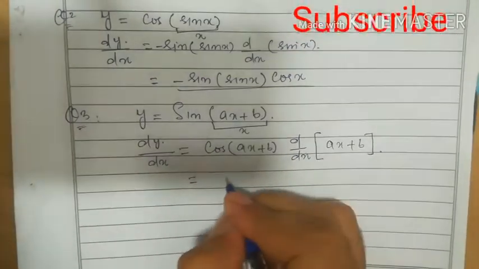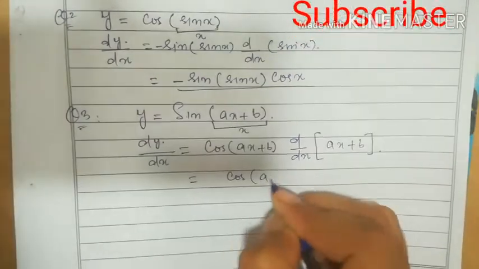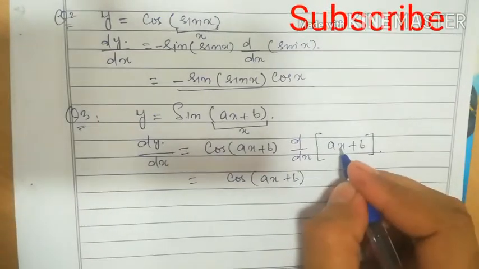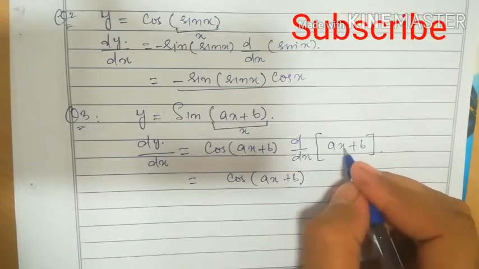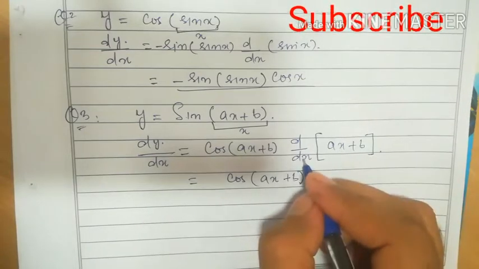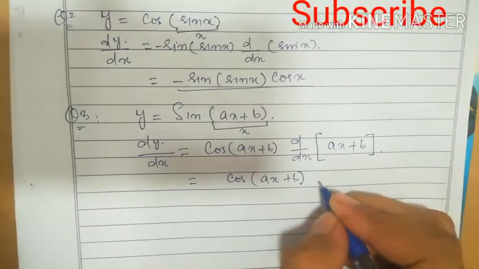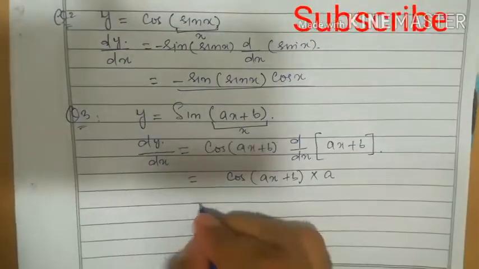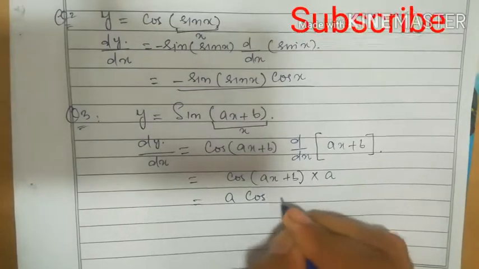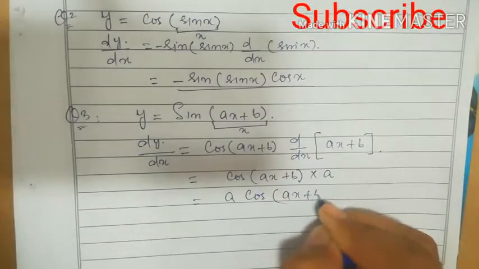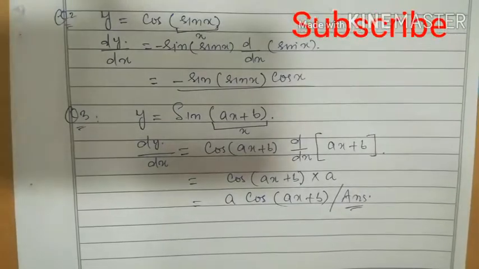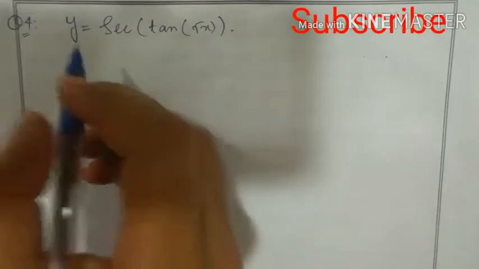Now it is cos(ax plus b), and differentiation of ax, where a is constant, with respect to x is 1. So you can write here it is equal to a, and differentiation of this constant b is equal to 0. So you can write here a cos(ax plus b). This is the answer. Okay, now it is question number 4.